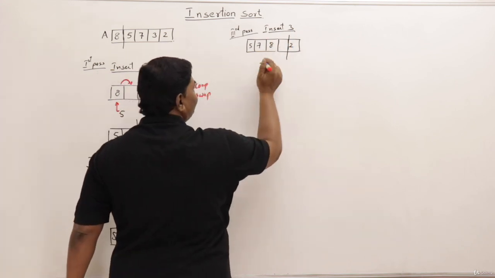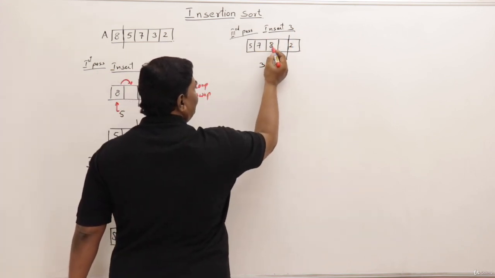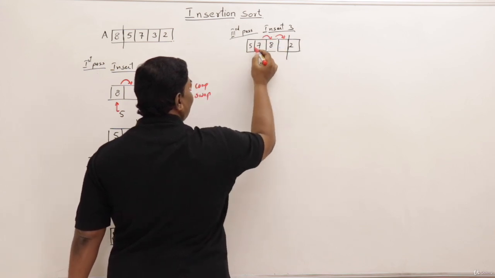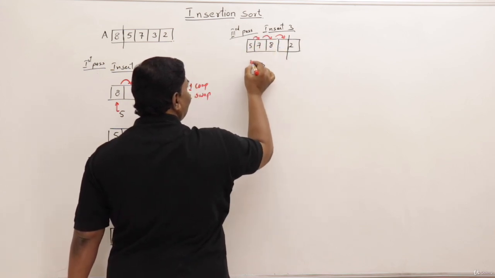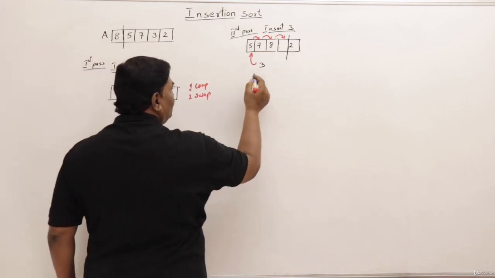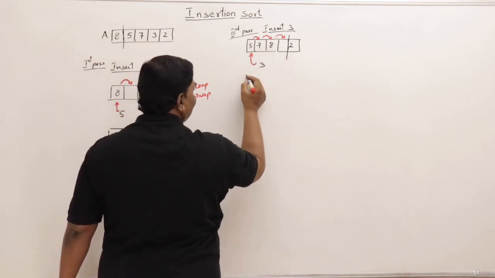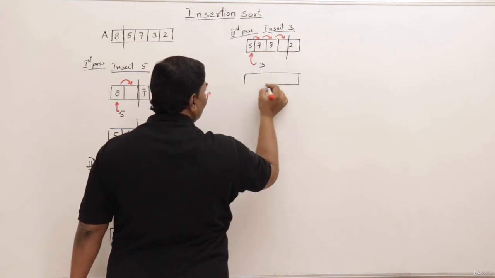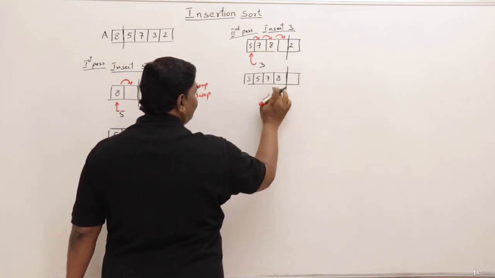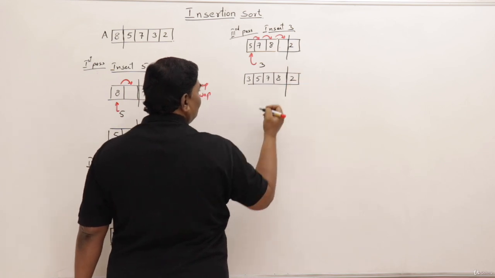This is a free space. Now start shifting the elements. 8 is greater, shift it. 7 is greater, shift it. 5 is greater, shift it. Then 3 comes here. So after shifting and inserting 3, the list looks like this. Till here the list is sorted. 3, 5, 7, 8. Then this is 2.